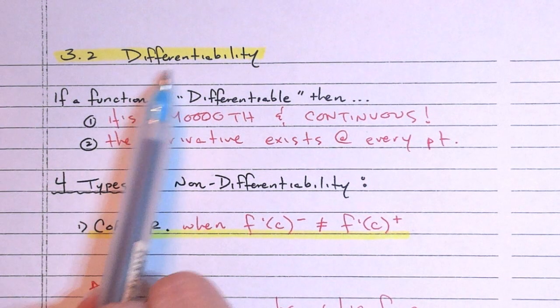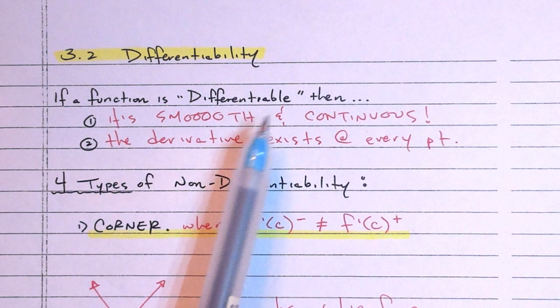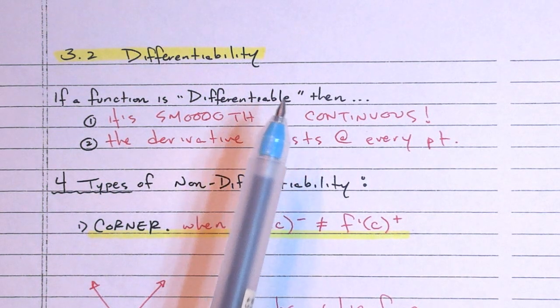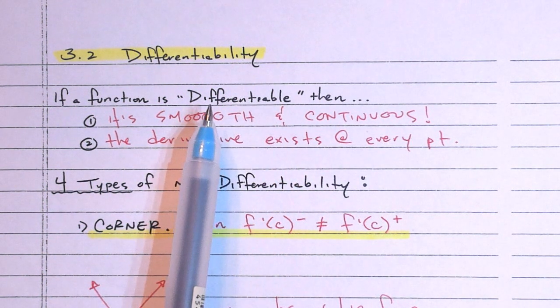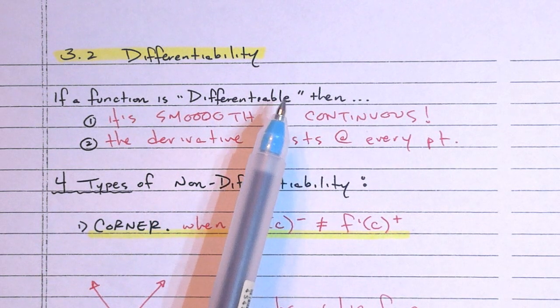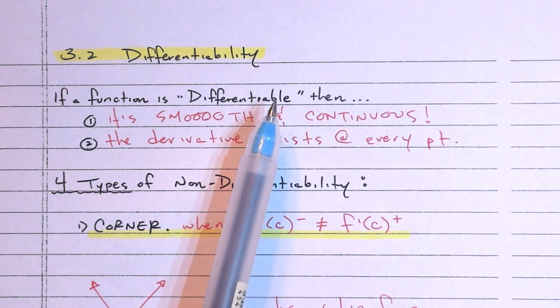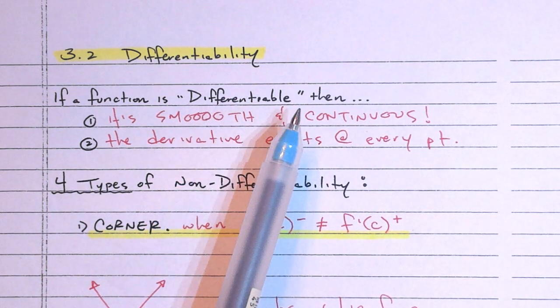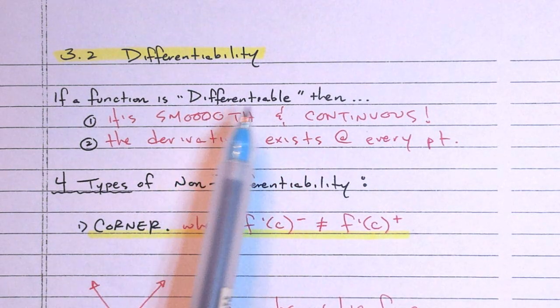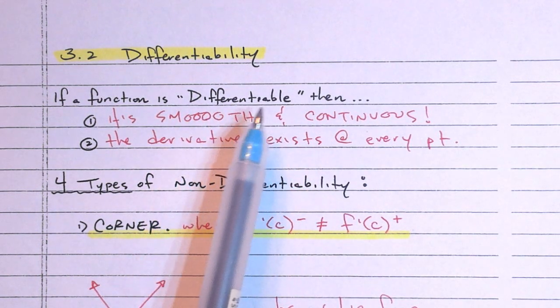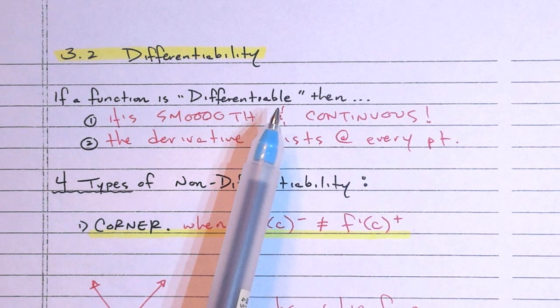Okay, so differentiability talks about, is something differentiable? Differentiable literally means that you can find a derivative. What is a derivative? A derivative is a slope. So if it's differentiable, then you can find a slope. There is a slope there, okay?